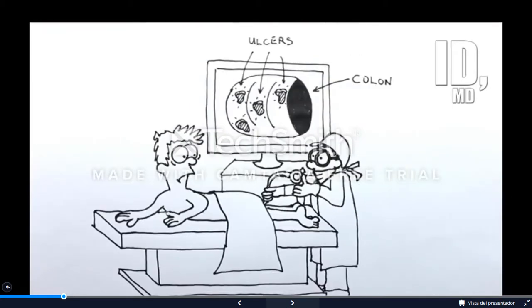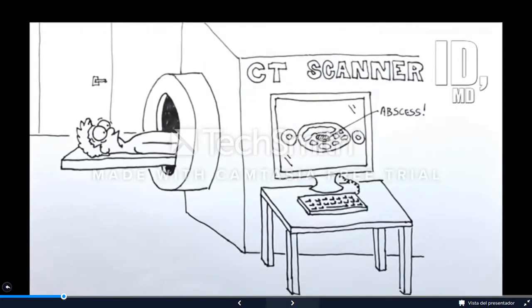Crohn's disease can cause inflammation and ulcers anywhere in the gastrointestinal tract, from the mouth to the anus. It sounds like it's time for Michael to have a colonoscopy. Yep, just as I suspected, ulcers in the colon. Crohn's disease can sometimes cause inflammation or an infection that spreads outside of the intestines, called an abscess. We better do a CT scan on Michael to find out.